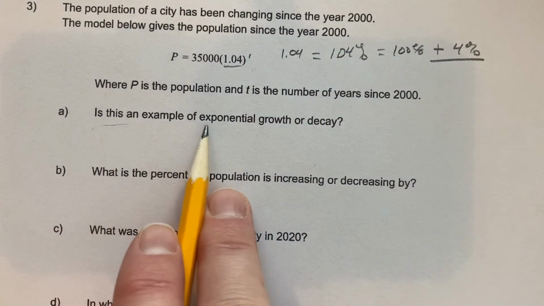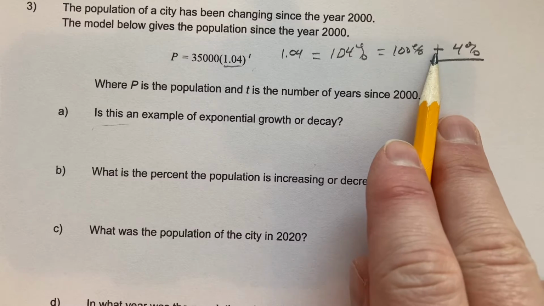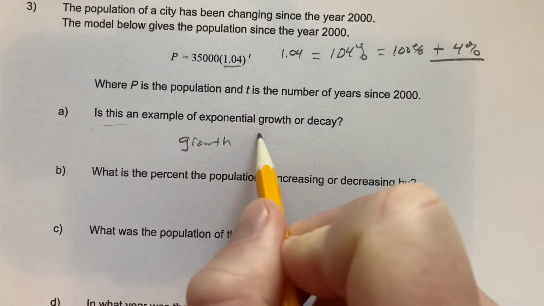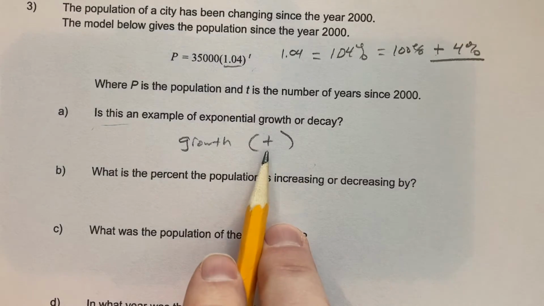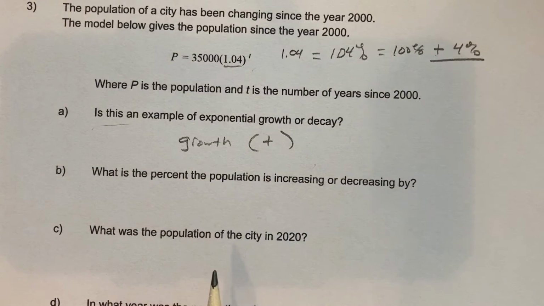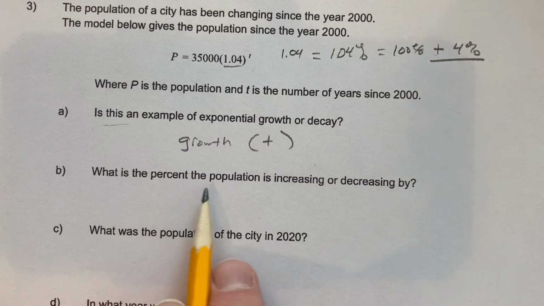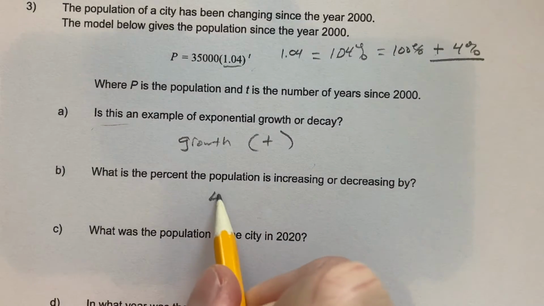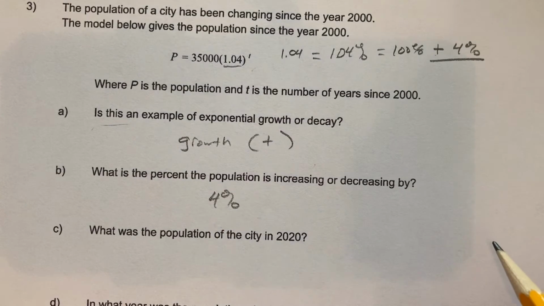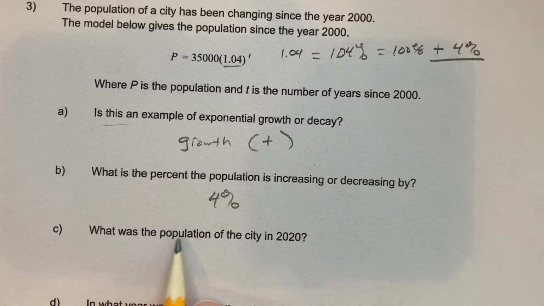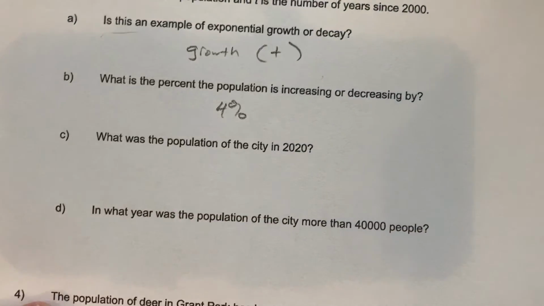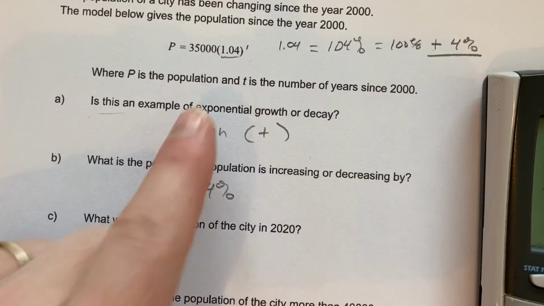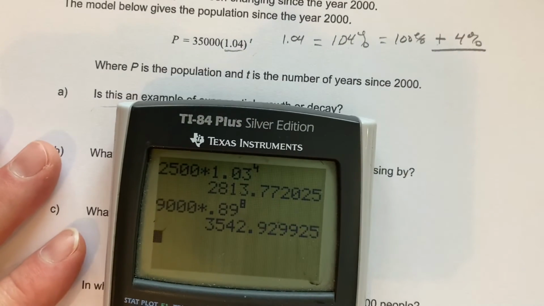So is this an example of growth or decay? Well, we're adding percentage, so this would be growth. Again, because we are adding a percent, we're going to say it's growth. What's the percent the population is increasing or decreasing by? It's increasing by 4%. What was the population in 2020? So now we're just going to use the equation they give us. We don't really have to do anything else to it. We're just going to put it into our calculator.